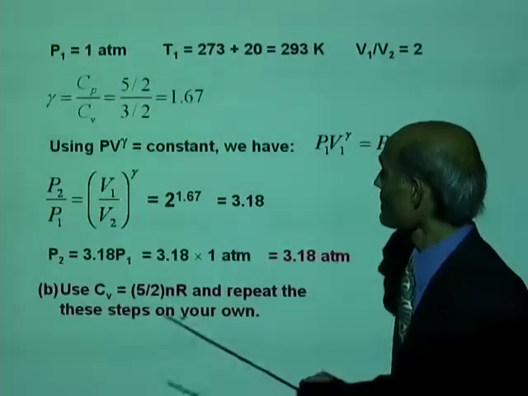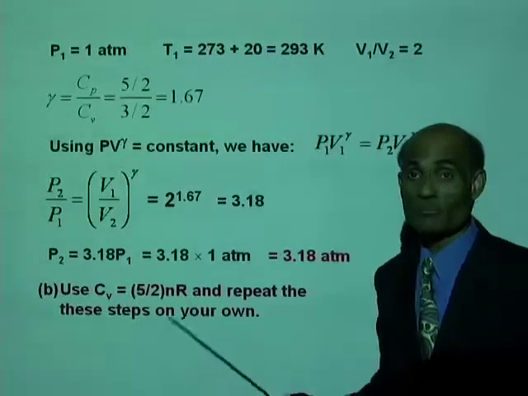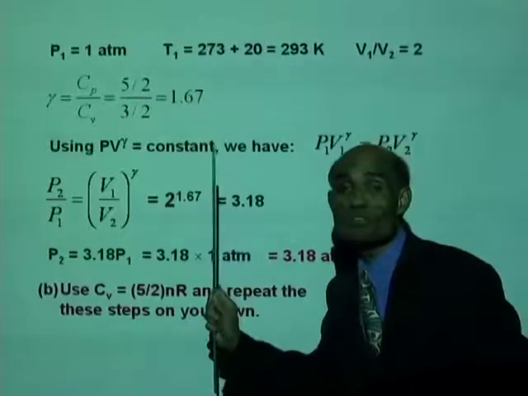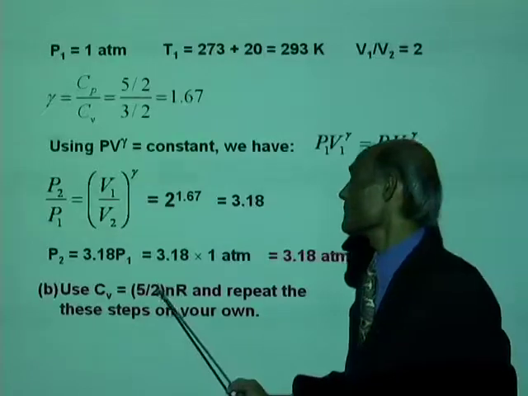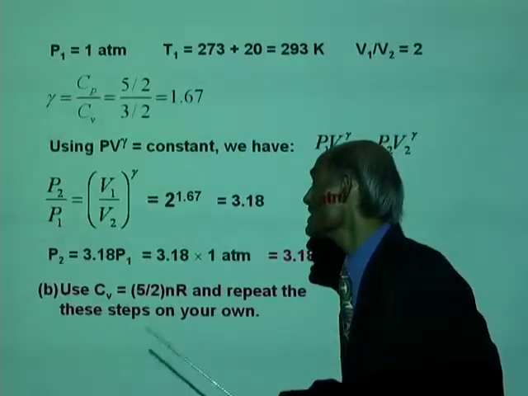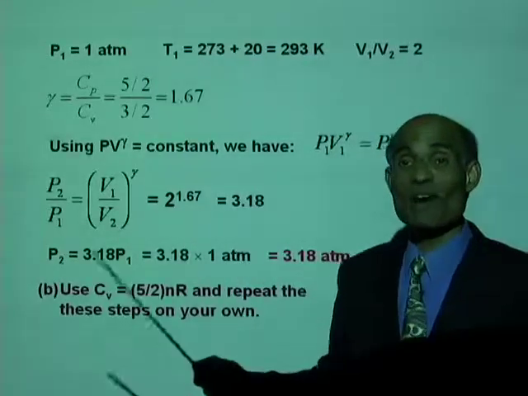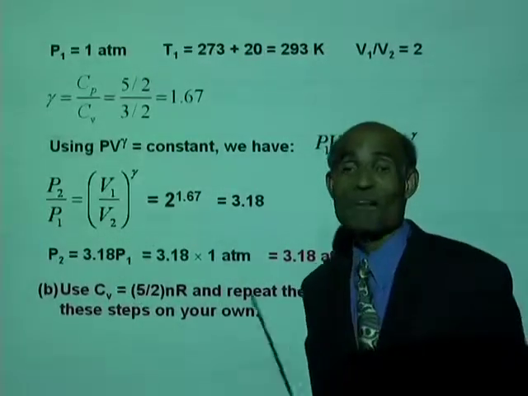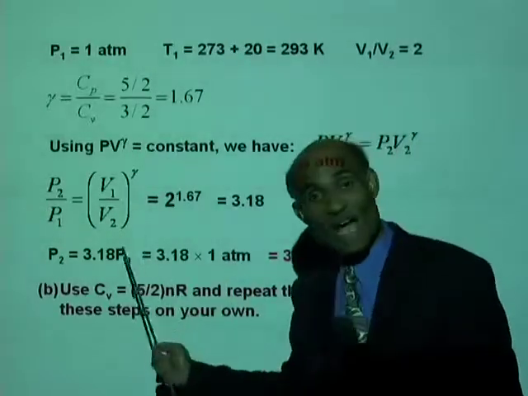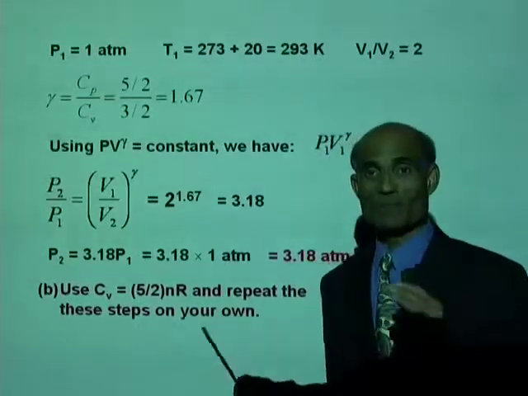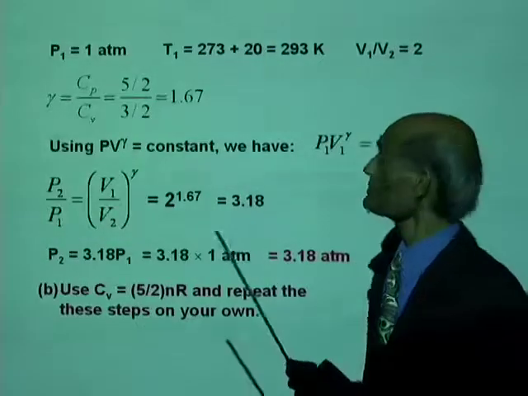Okay, and now I told you I want you to do the second part on your own. The same problem, the only difference is the value of gamma. In this case, when CV equal to 5 over 2 nR, Cp will be 7 over 2 nR. It's a diatomic gas. The value of gamma is 1.4. So do that on your own right now. Actually, don't just go away. Just sit there and do the same problem on your own. Okay.